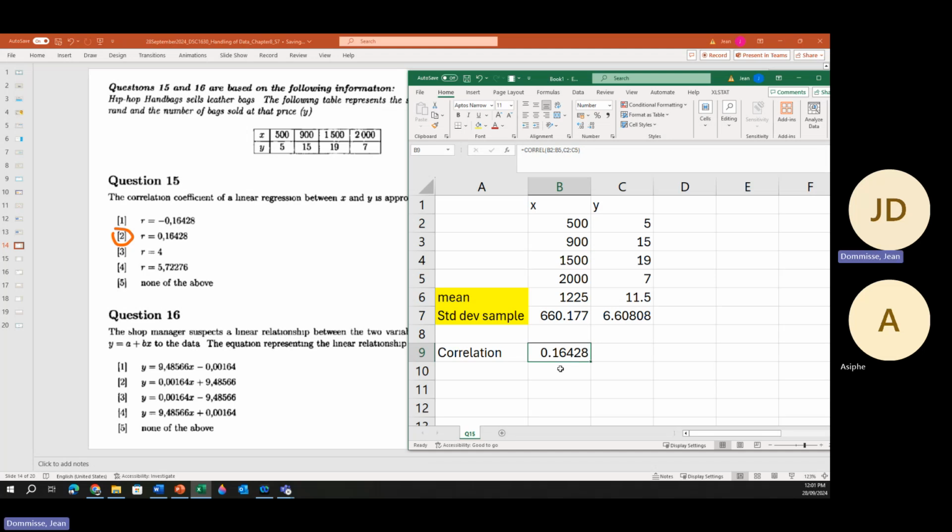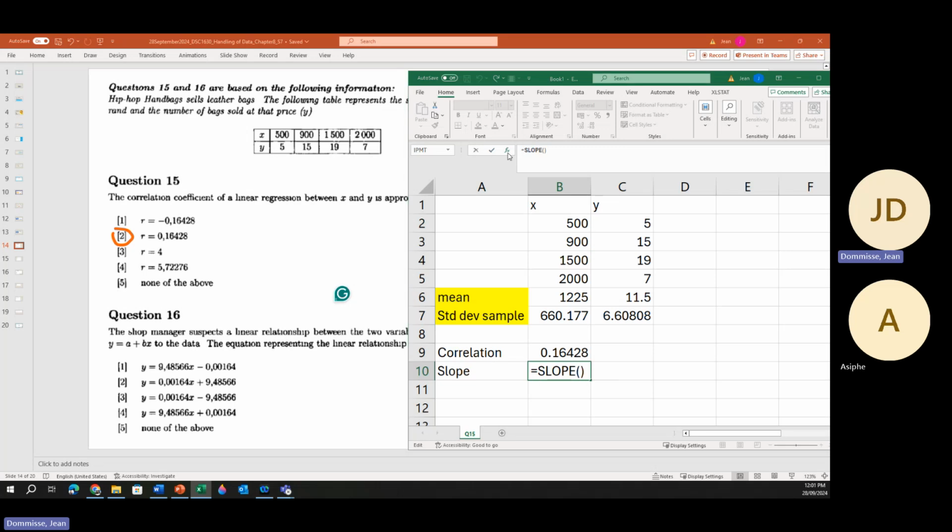What is very important: if your correlation is positive, your slope will also be positive. Whatever the sign of a correlation is, it will be exactly the sign of the slope. Okay, so that is a very important thing that we need to know.